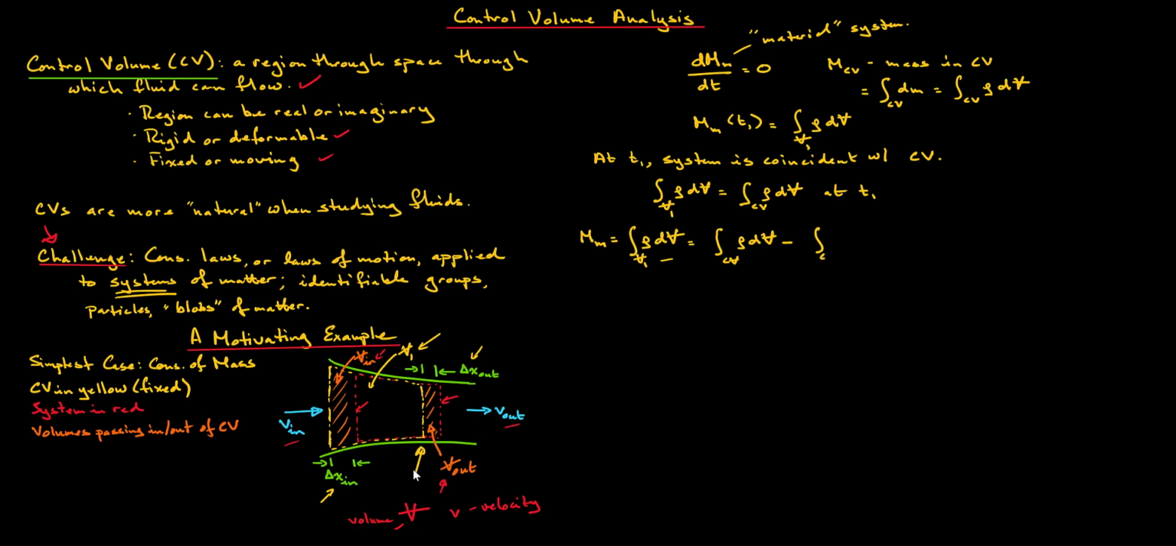minus the amount of mass that moves to the right, and this is this volume here on the left hand side, and then plus the amount of mass that, sorry, I should be careful with my integrations here. This here would be our volume V in, and this will be our volume V out, and that's the amount of mass that has exited the CV over that short period of time, delta t.